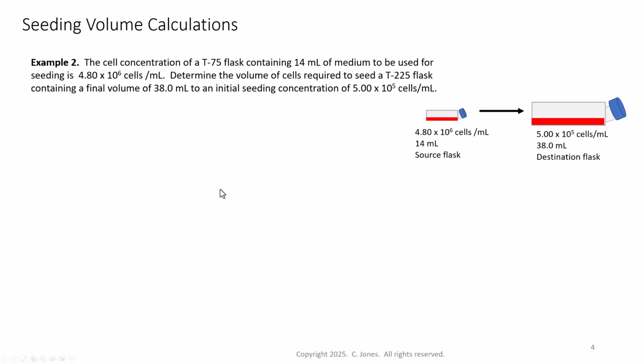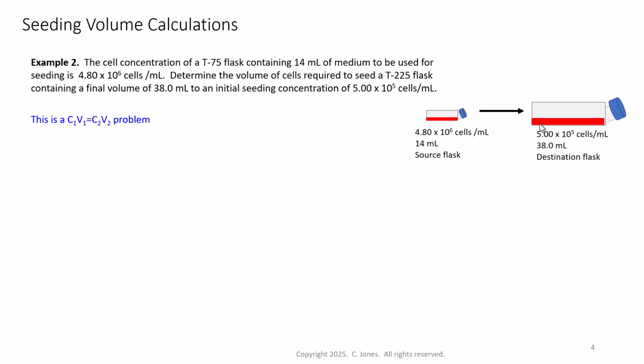So again, we have a T75 flask containing 14 mils of media, and the density of cells in there is 4.80 times 10 to the 6 cells per mil. So this is the source flask, and we want to seed a T225 flask at a final volume of 38 mils with a cell density of 5.00 times 10 to the 5th cells per mil. And again, this is our destination flask. So here we are. A C1V1 equals C2V2.